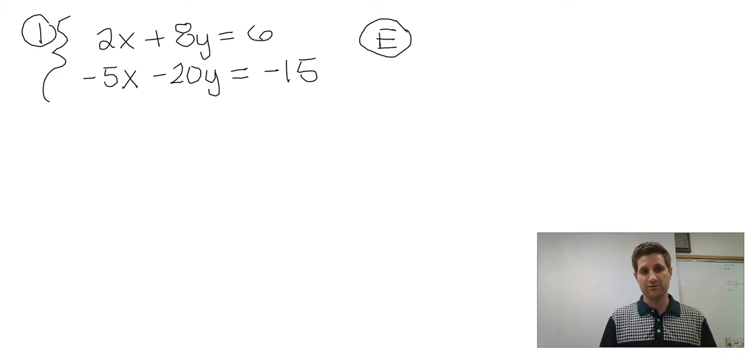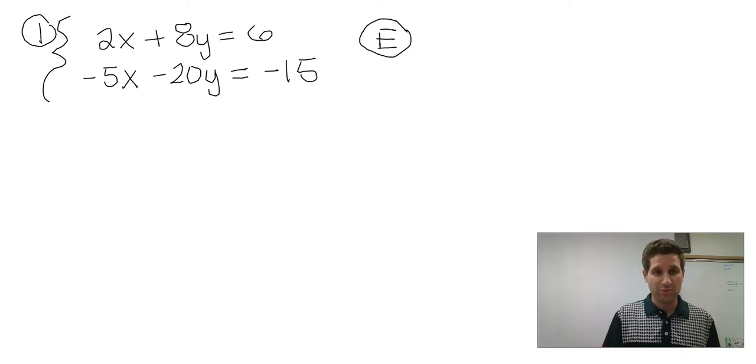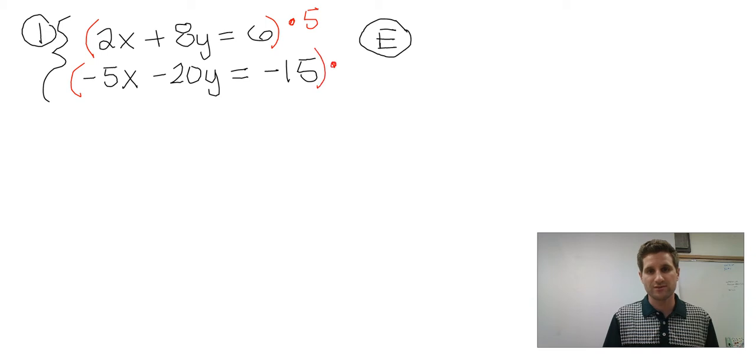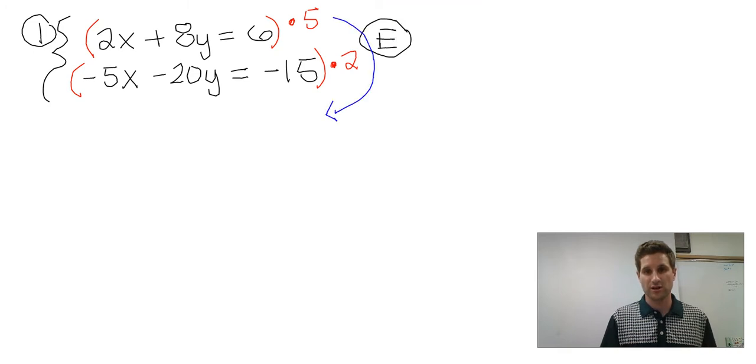What I see is the 2 and the 5 are smaller numbers than 8 and 20, so I'm thinking that might be a better option to go with. So I'm going to figure out what number 2 and 5 both fit into, and I think the smallest number is going to be 10. If I multiply this equation by a positive 5, I'll get 10x. If I multiply this equation by a positive 2, I should also get 10x, but in this case as a negative. So let's go ahead and write our new equations.